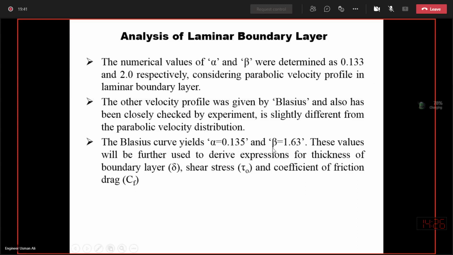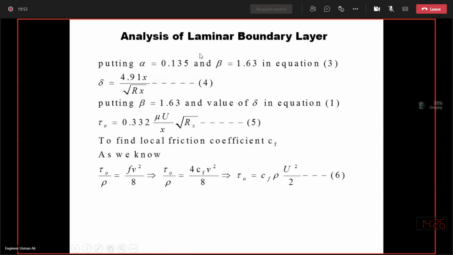So these values are also experimentally found and are more reliable. That's why for the further derivation these values will be used. So we will put alpha is 0.135 and beta 1.63 in the equation for delta. So finally, this is the equation that you have to keep in mind and memorize.